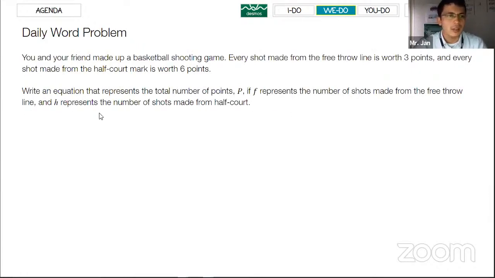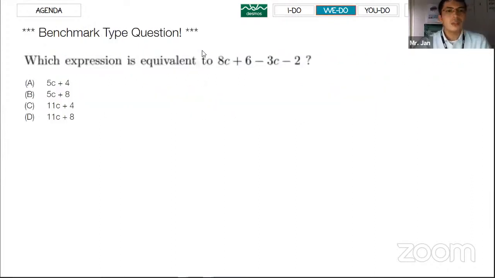It's just writing down the expression. Actually, you don't have to add or subtract something. You need to write it down in the equation. So let me do this question because this is a benchmark type question. Once we finish this unit, you're going to see these kinds of questions in your benchmark. So what I'm planning to do is every day, we can do one question related to our benchmark exam.